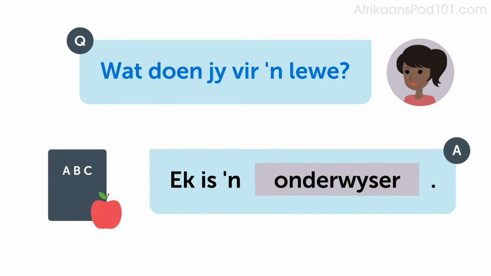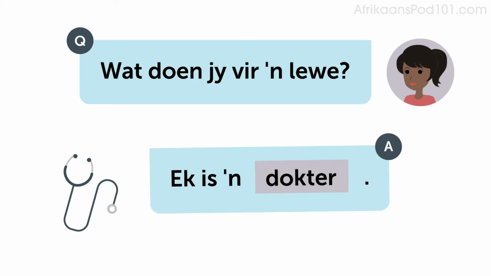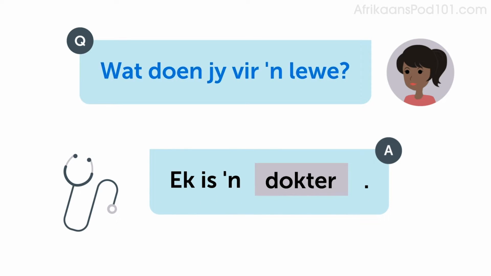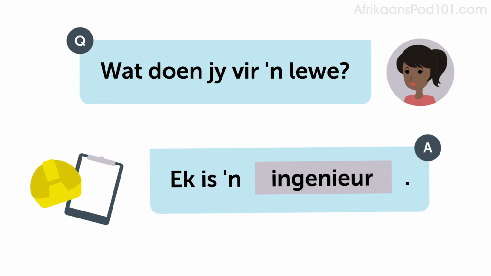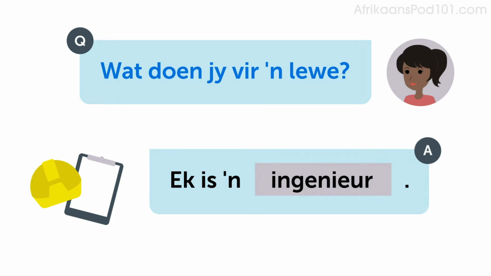Now, listen to some examples. Wat doen jy vir 'n lewe? Ek is 'n onderwyser. Wat doen jy vir 'n lewe? Ek is 'n dokter. Wat doen jy vir 'n lewe? Ek is 'n ingenieur.